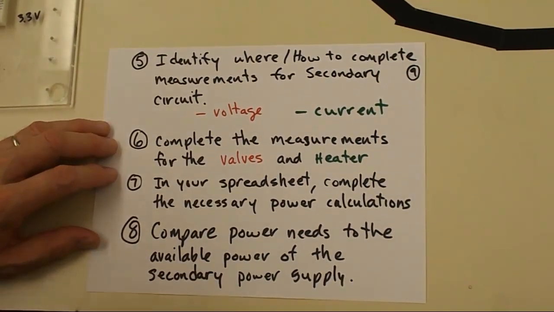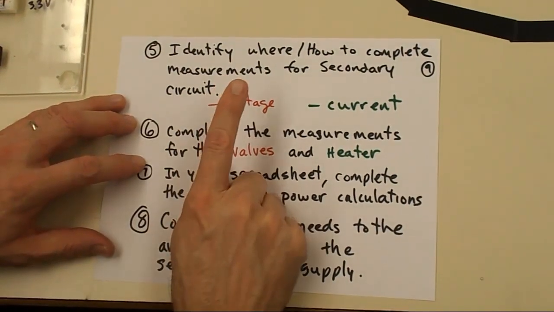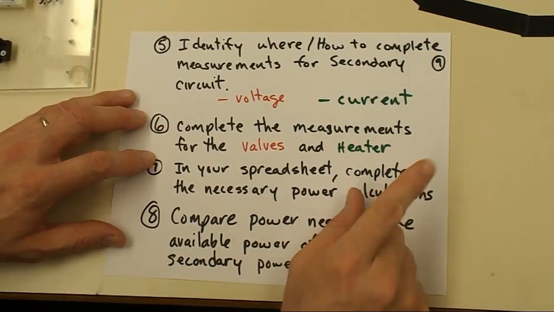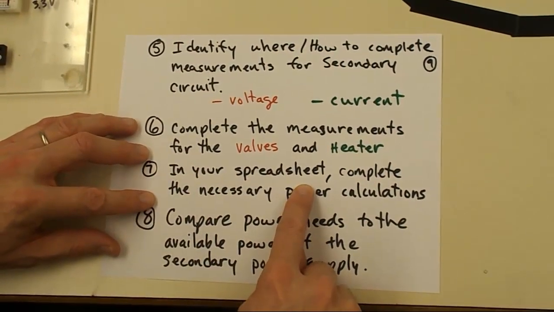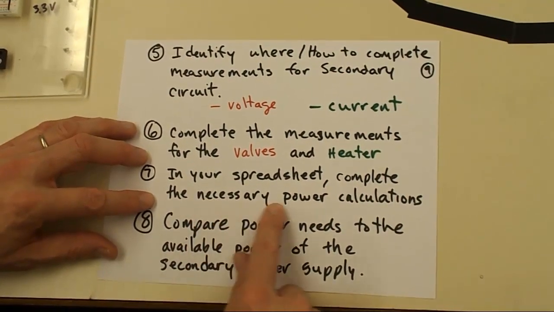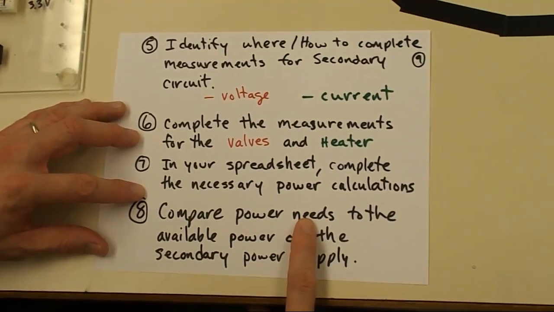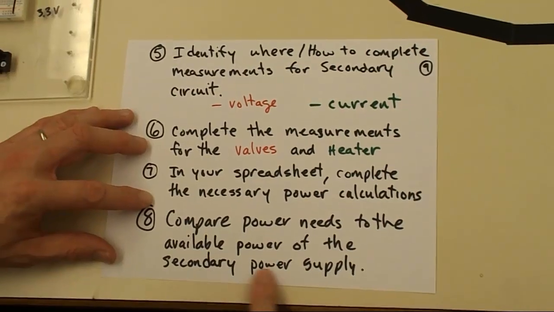So you do want to identify where and how to complete the measurements of the secondary circuit. Remember, we're going to take voltage and current measurements for the heater and the 2 valves, right? And so you're going to, again, create a spreadsheet and complete the measurements necessary for the power calculations. The goal here is to compare the power needs for the heater and the 2 valves to the available power from the secondary power supply.